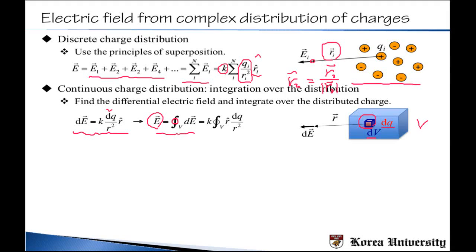Because we have already written what the dE vector will be, what you have to do is simply insert it here.